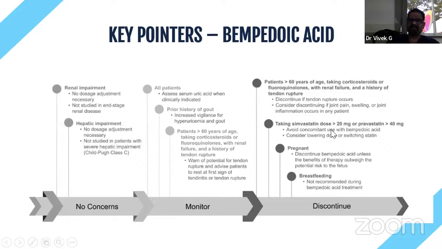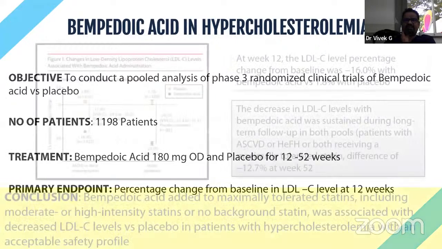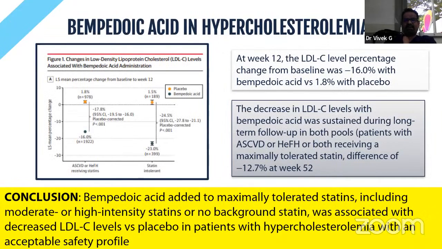Like I told you, Simva and Prava are hardly used in India, so we don't need to worry about them. But when patients are taking this, when they come from abroad, you should be very careful in starting these drugs. Pregnancy and breastfeeding, obviously, there's no recommendation for using bempedoic acid. So this is bempedoic acid and hypercholesterolemia, a phase 3 clinical trial in 1,200 patients, with just oral bempedoic acid. How did it fare, and what was the percentage reduction in patients where bempedoic acid was added to maximally tolerated statins or no background of statins?